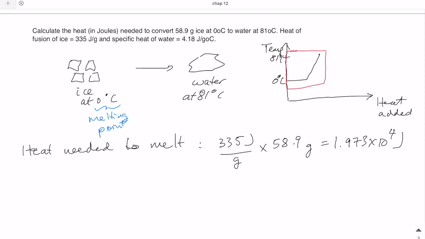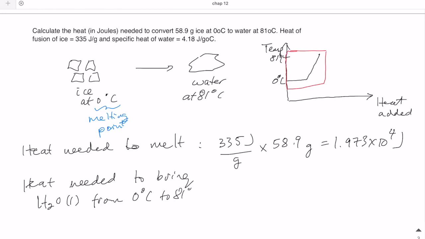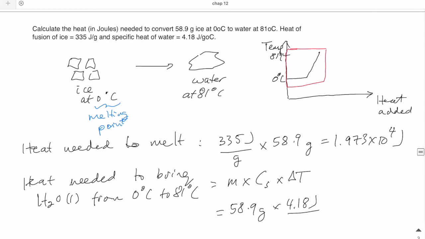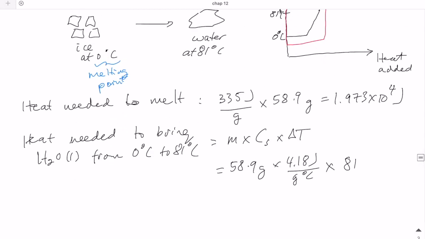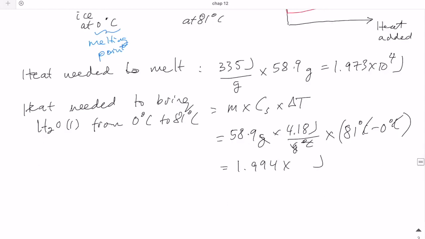And then now you need to do the next step where your liquid water is at 0 degrees and you need to heat it all the way to 81 degrees Celsius. So, the heat needed to bring liquid water from 0 to 81 degrees Celsius. For this, we're going to use our equation, q = m c delta T. The mass of water is 58.9 grams. The specific heat of water is given as 4.18 joules per gram degree Celsius. Delta T is the change in temperature. So the final temperature is 81 degrees Celsius. The initial temperature is 0. So that's your delta T. And you can see your units cancel out here, leaving you with just joules at the end. And that would be 1.994 times 10 to the fourth joules.